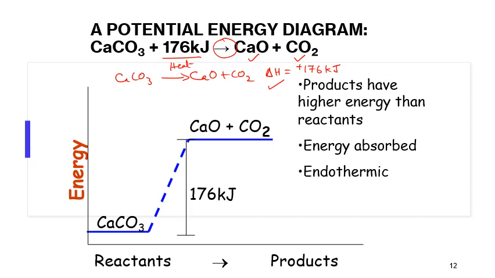In this case, we can see that reactants are at a lower energy state and the products are at a higher energy state. So we can get a change in energy of 176 kilojoules as per the equation given here. That's how we can show, for the endothermic reaction, the difference between the products and the reactants. That energy difference we can label as 176. So that's an endothermic reaction.